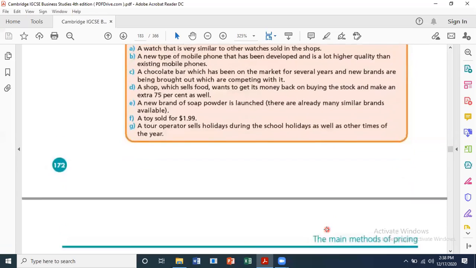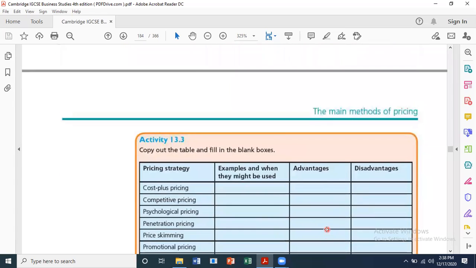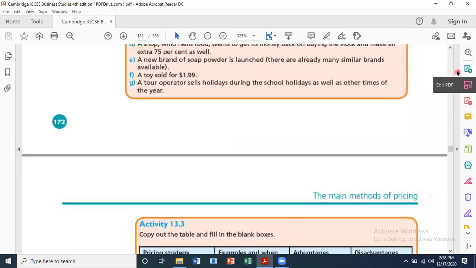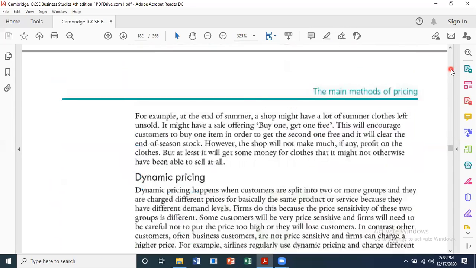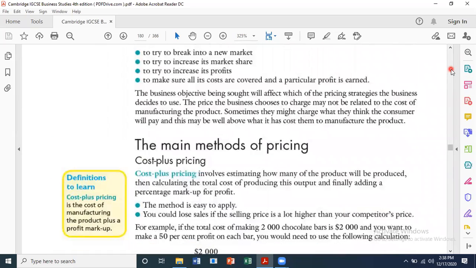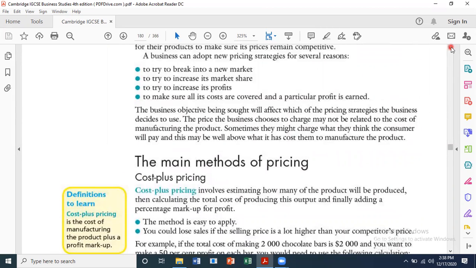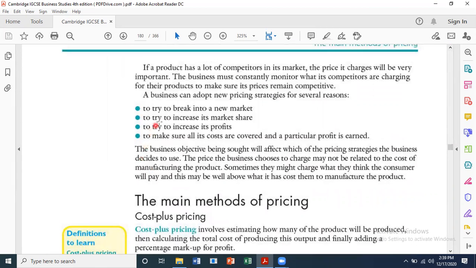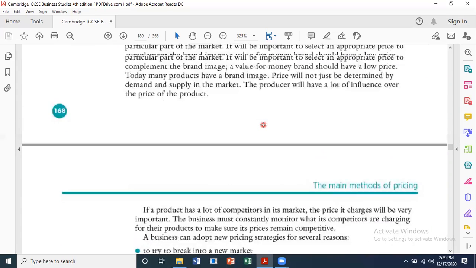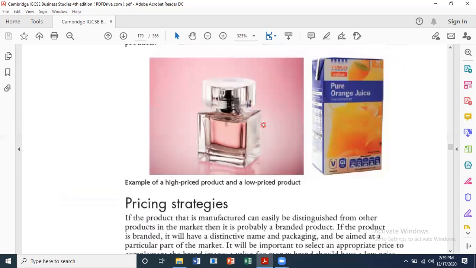Now, let's review when we are going to use the pricing strategy before we end this. When we try to break into a new market, a business adopts a new pricing strategy to try to increase its market share, to try to increase its profits, and to make sure all its costs are covered and a particular profit is earned. So whatever we say, just have a wrap up of what we have studied so far.